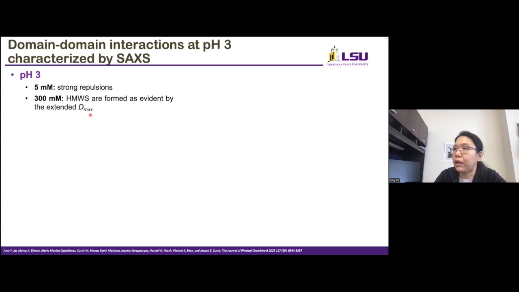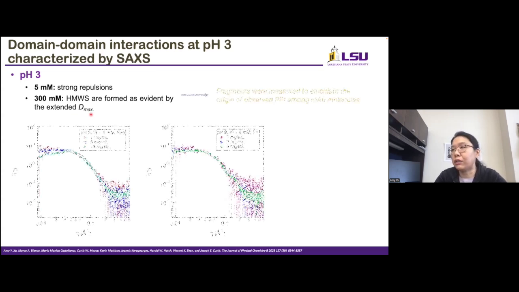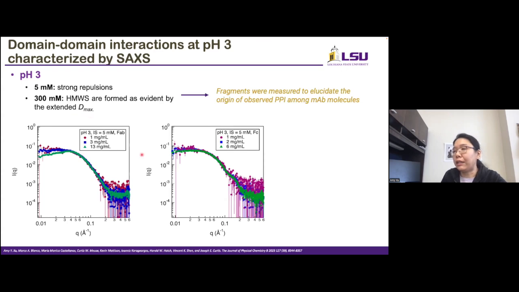So in order to better understand what drives such formation of higher order structures, we look at the interactions between the Fabs and the Fc domains. This curve shows the Fab measured at pH 3 at an ionic strength of 5 millimolar. We can see that the Fab starts to show repulsive interactions at 13 milligrams per mL.